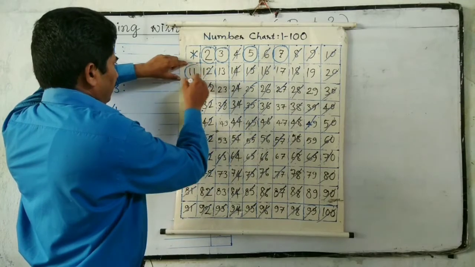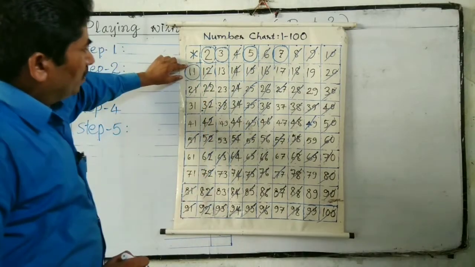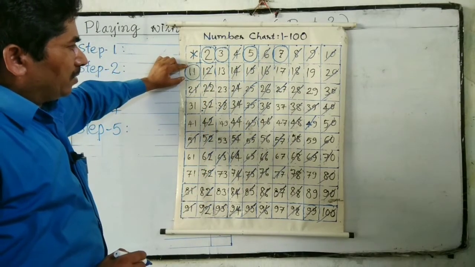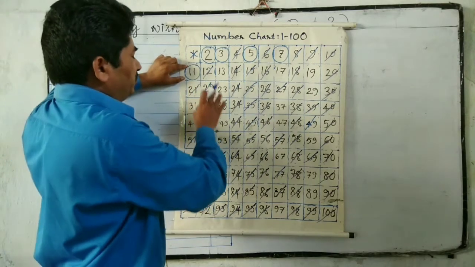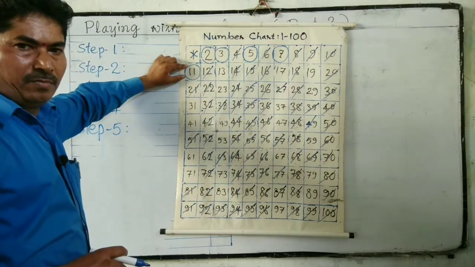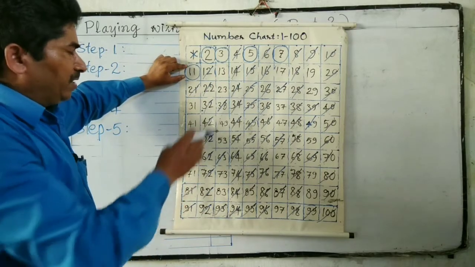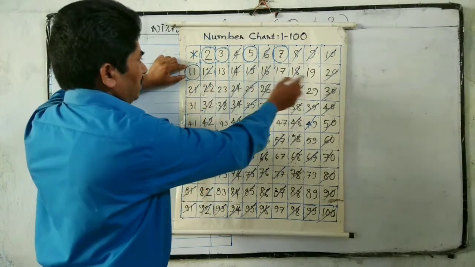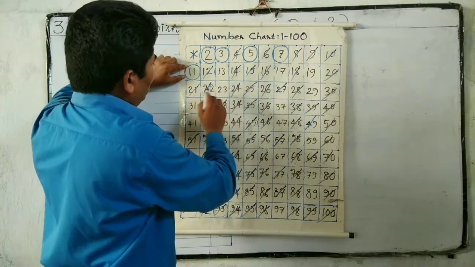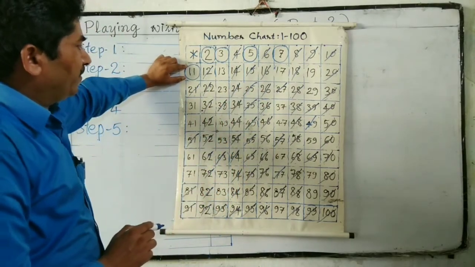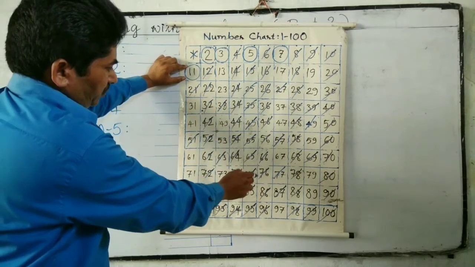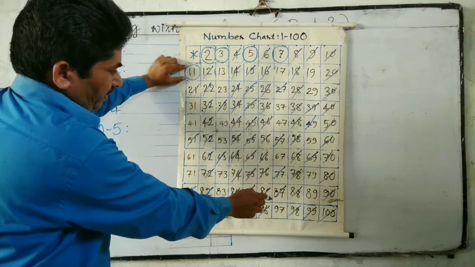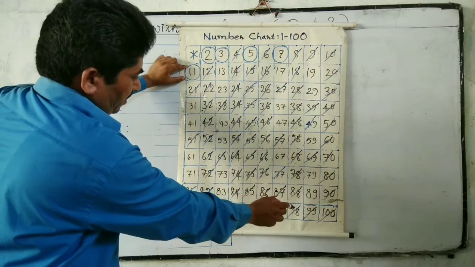So encircle it, and if there are any multiples of 11 we can cross them out, but if we observe, there are no new multiples of 11: 11, 22, 33, 44, 55, 66, 77, 88, 99.